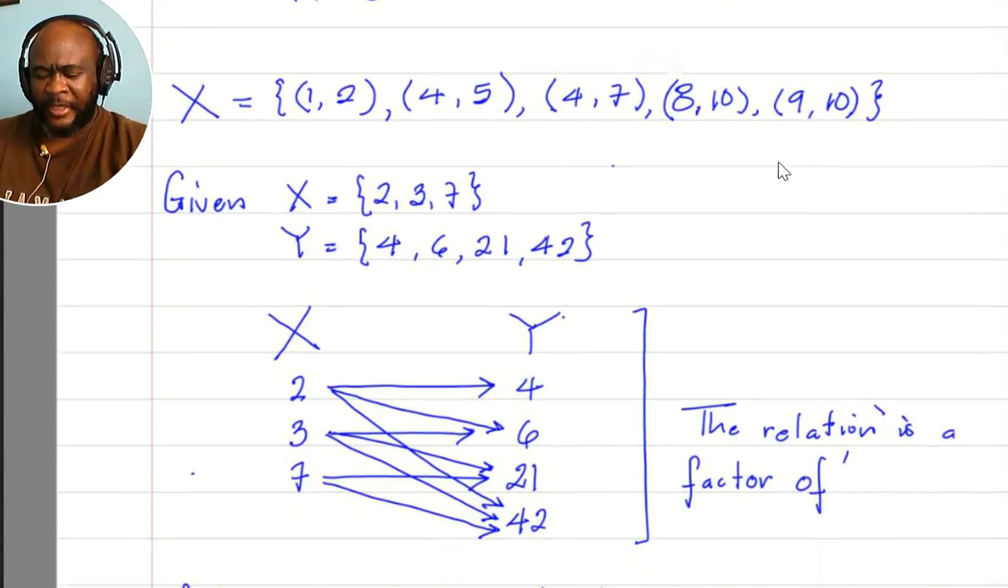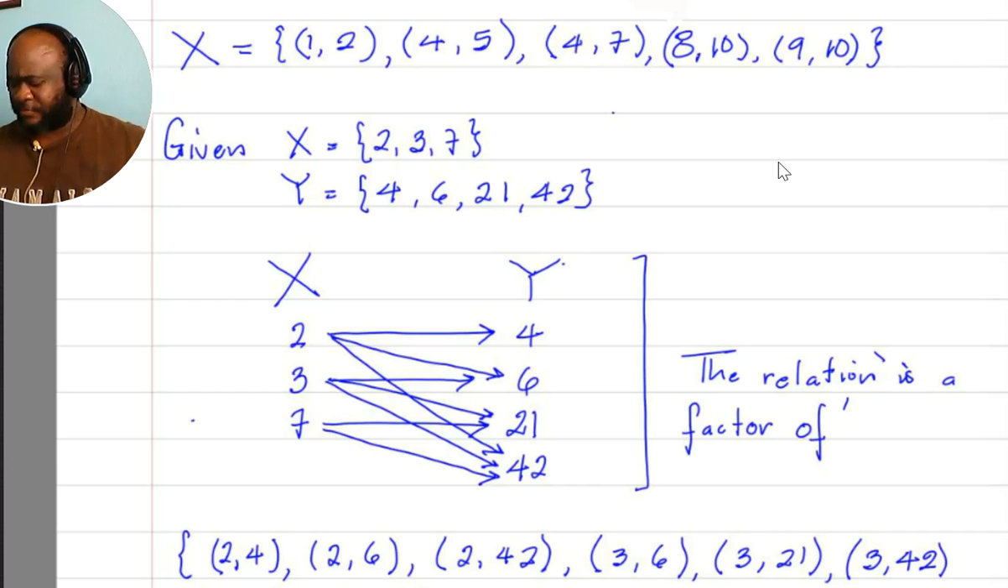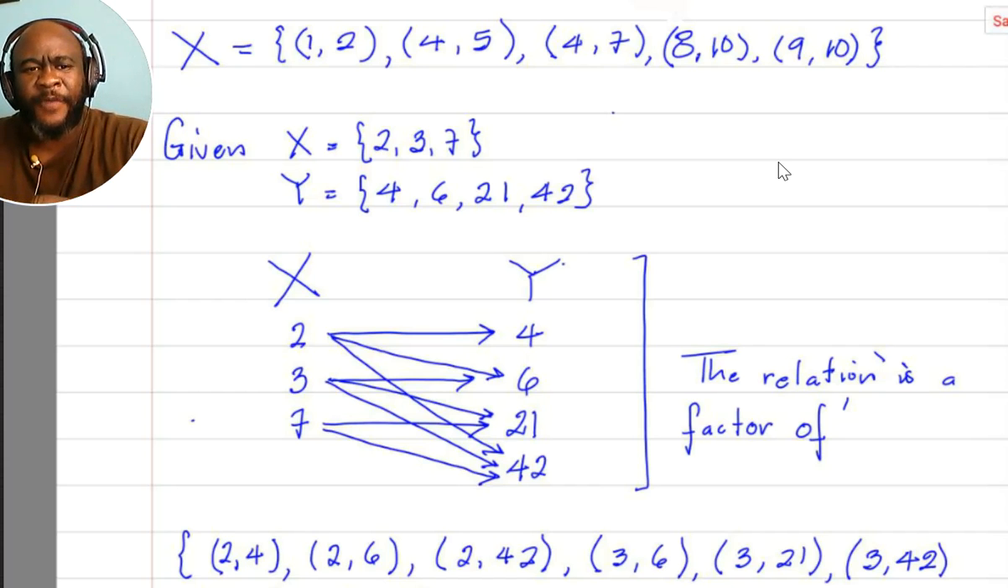So here is an example. Earlier we talked about a set of ordered pairs X. The set X shown here is a set of ordered pairs. Your set of ordered pairs may be viewed as coordinates of points on a graph. Below that, we have the set X, which has elements 2, 3, and 7. The set Y, which has elements 4, 6, 21, and 42.